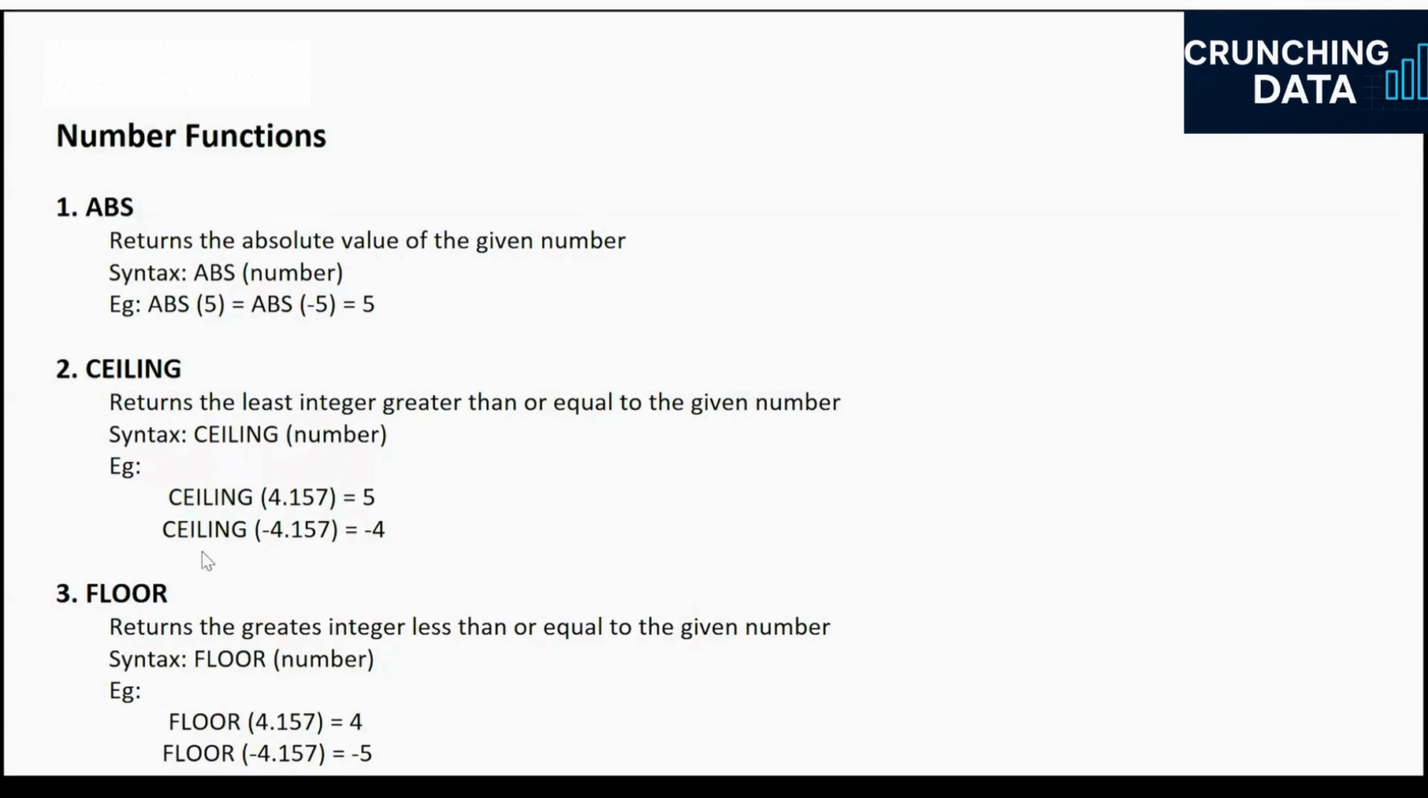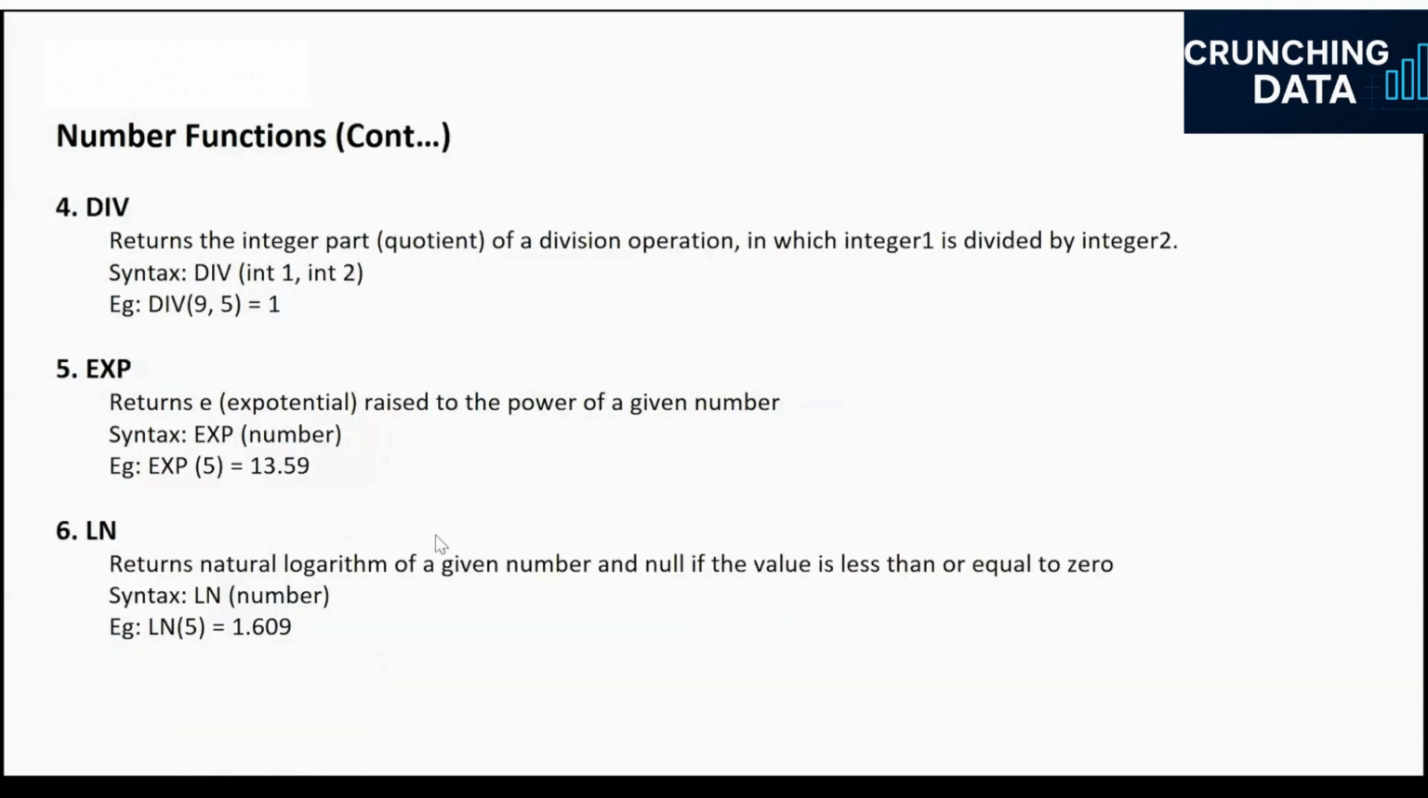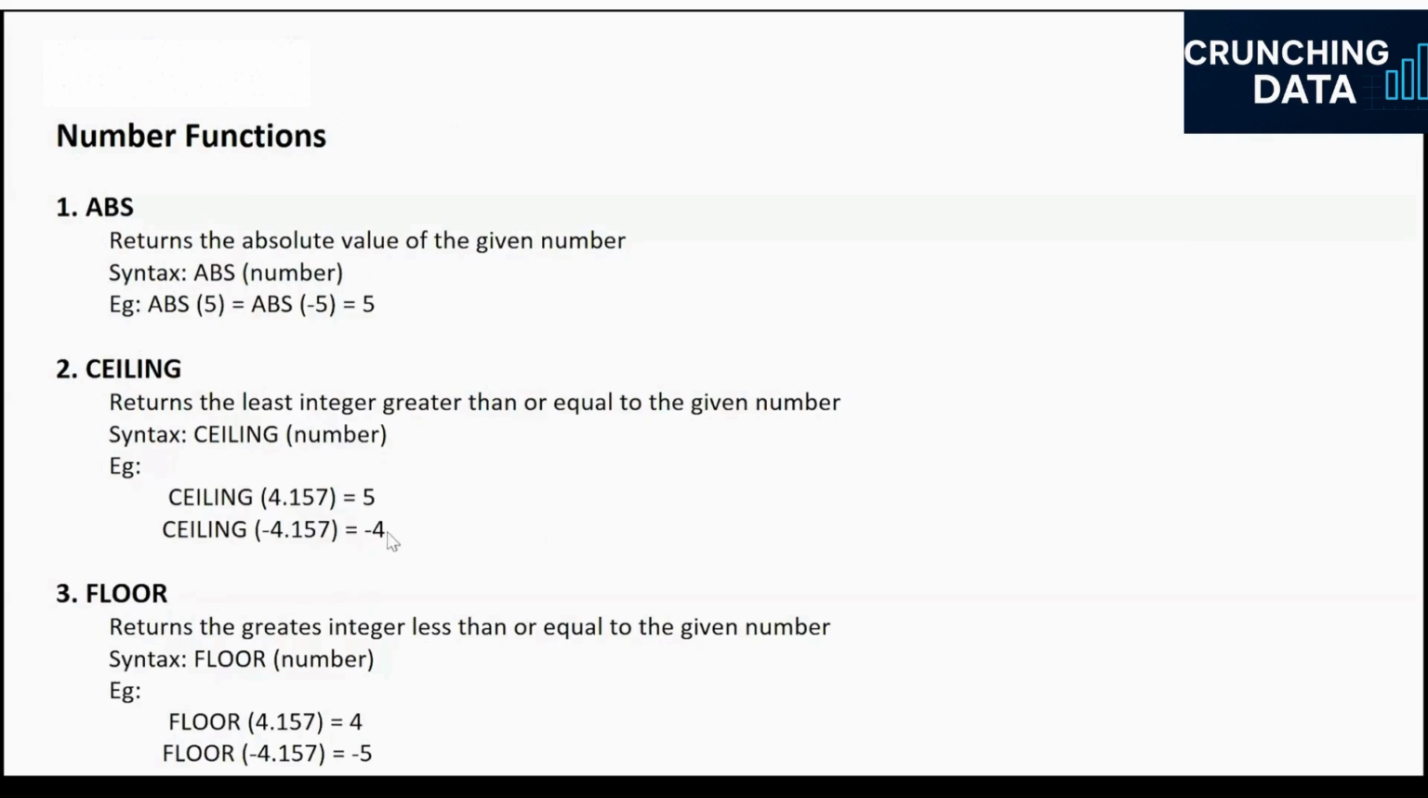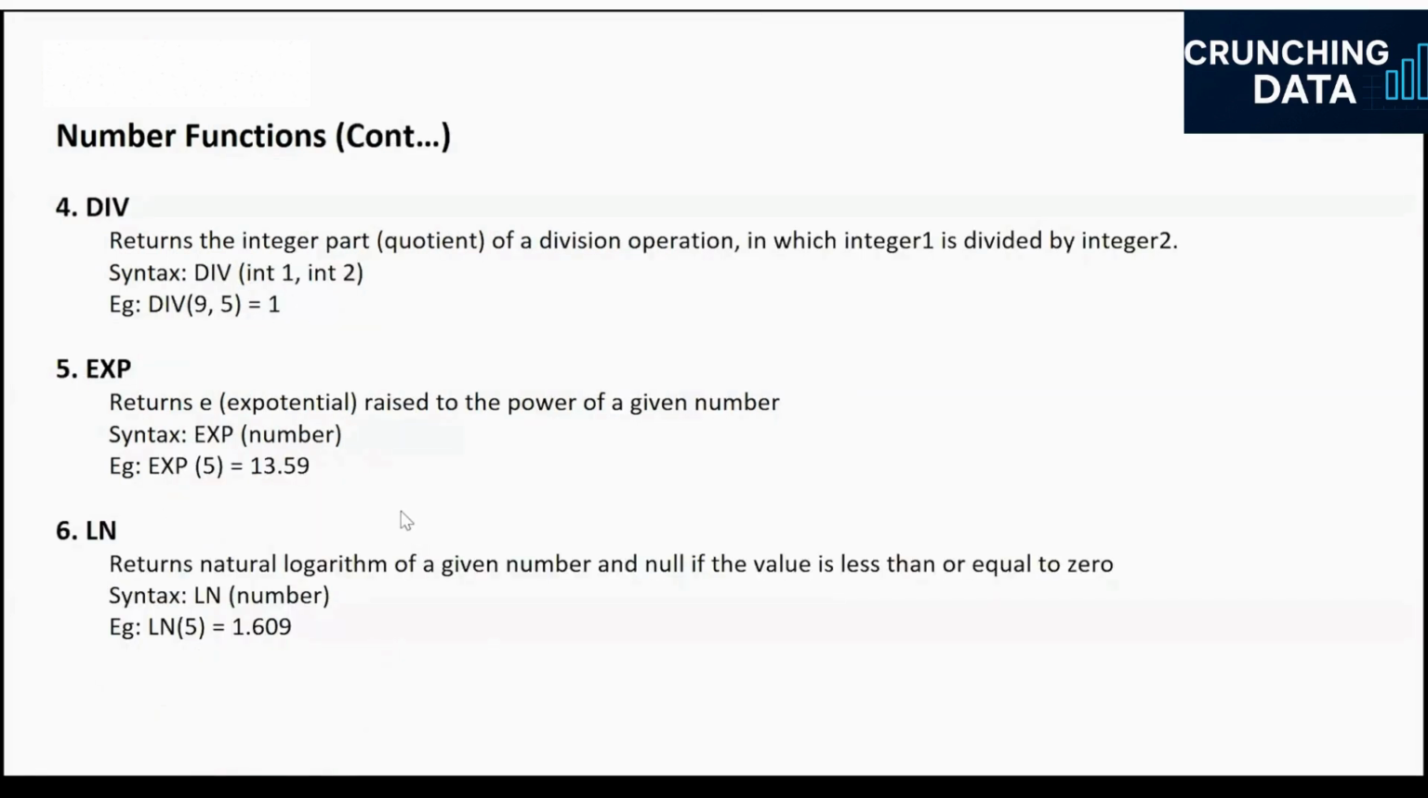On the other hand, if we talk about a negative number, if any negative number is passed to the ceiling option, it would give you the highest number. That is, if the same number was passed with a negative sign, it would give you the value as minus 4, because over here, minus 4.157 is less than minus 4.